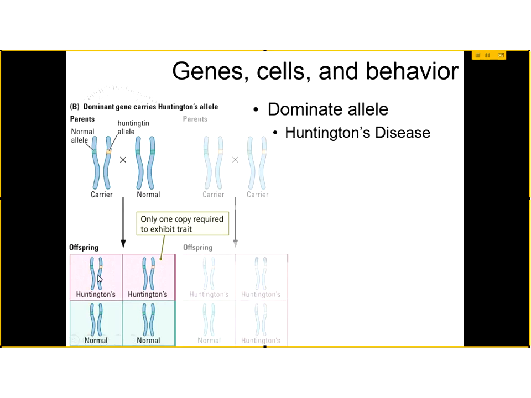Now, if two carriers have a child, we see that you have a 75% chance of developing Huntington's disease or inheriting that Huntington allele and developing Huntington's disease, whereas you have a 25% chance of inheriting the two normal alleles and not developing Huntington's disease. So a very different pattern when we look at dominant versus recessive alleles in these diseases.